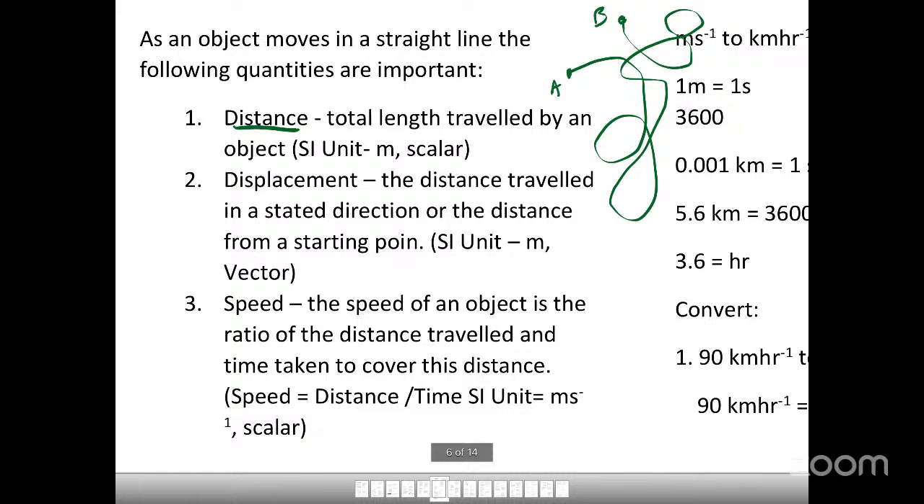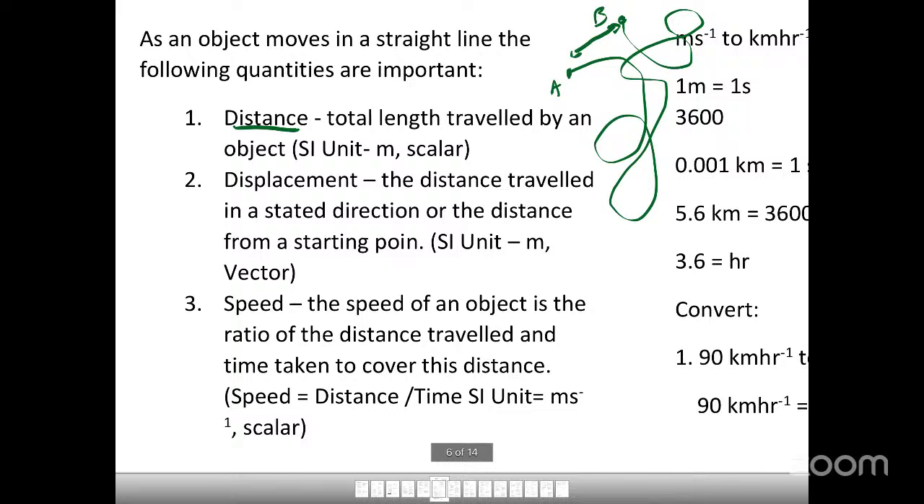But a straight line distance from here to here, where you start to where you finish, that is called your displacement, right?